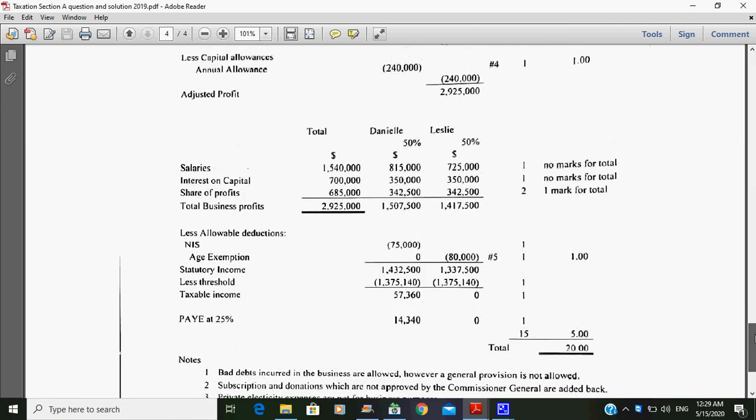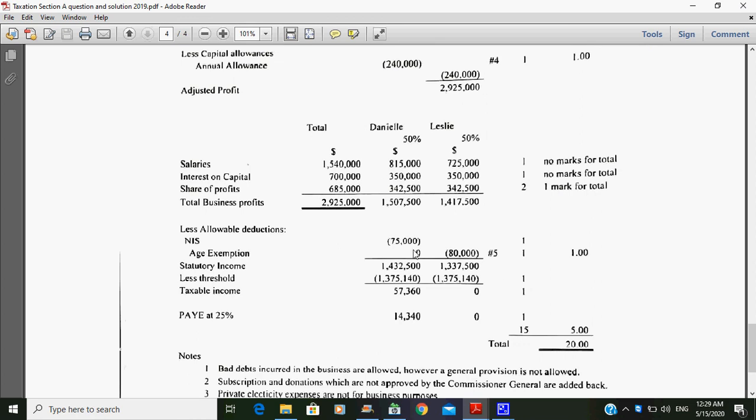After that, you subtract everything and you get statutory income. Then you would less the threshold. You will see that there is no pension exemption because there is no pension income. You less the threshold, which is 1,375 for both for the year. That would give you, for Leslie, zero, so there will be no taxes paid. But for Daniel, the taxable income would have been 57,360, and the tax would have been 25% of this, which would give you 14,340.